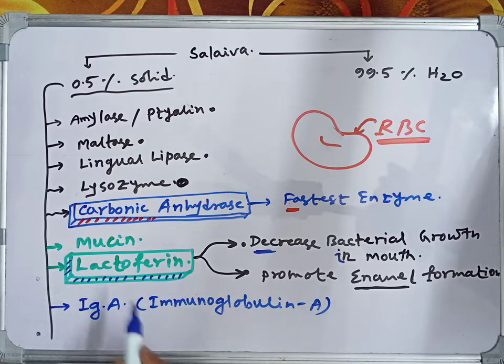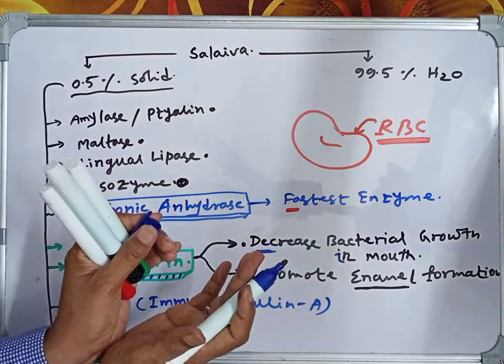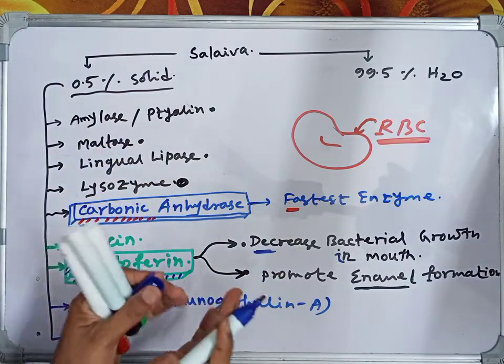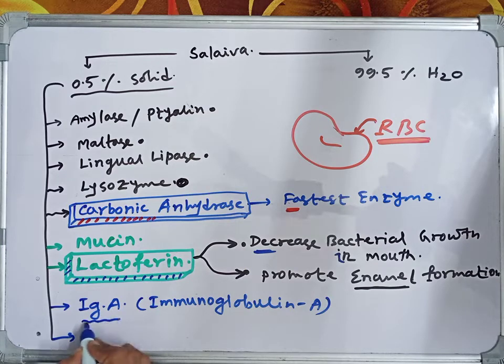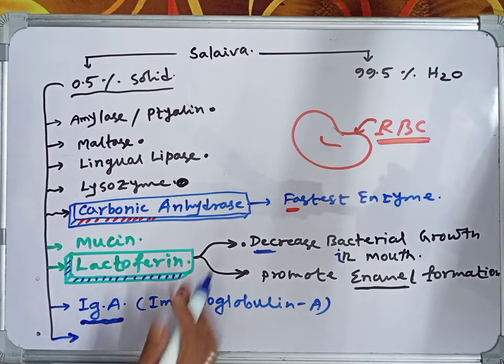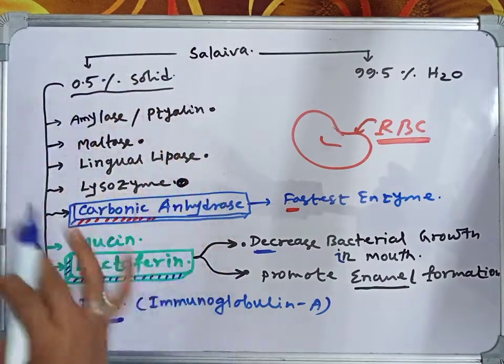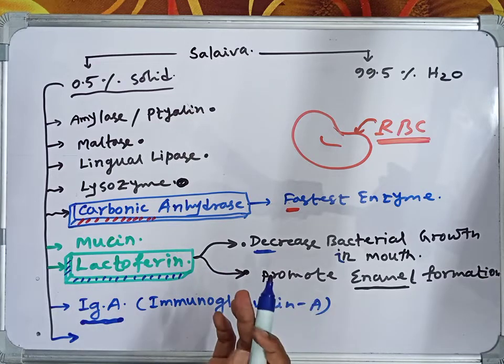Or antibody A. And you know very well, antibody is the special weapon to fight against bacteria, against the pathogen, every type of pathogen, right? So this immunoglobulin A is also responsible for inhibiting bacterial and viral growth in our mouth, because our saliva contains this immunoglobulin A. All these points are very important from the MCQ point of view, right?